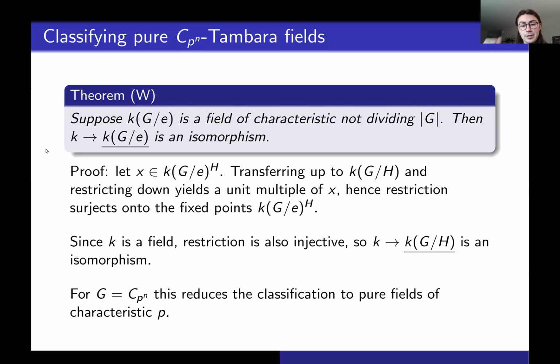So all we have to do now is classify pure fields of characteristic P for CP to the n. And I haven't even begun to think about how crazy things can get for groups that are not CP to the n. Especially, one of the things that seems like it could go weird is if the order of your group has distinct prime factors, because our argument is still going to give us some control over what happens in our Tambara functor, but it's no longer going to completely control the entire behavior, especially at subgroups whose index or order is divisible by the characteristic of the field.